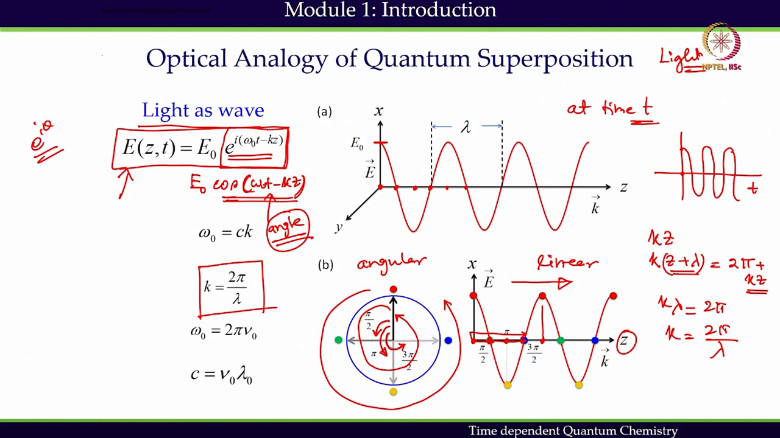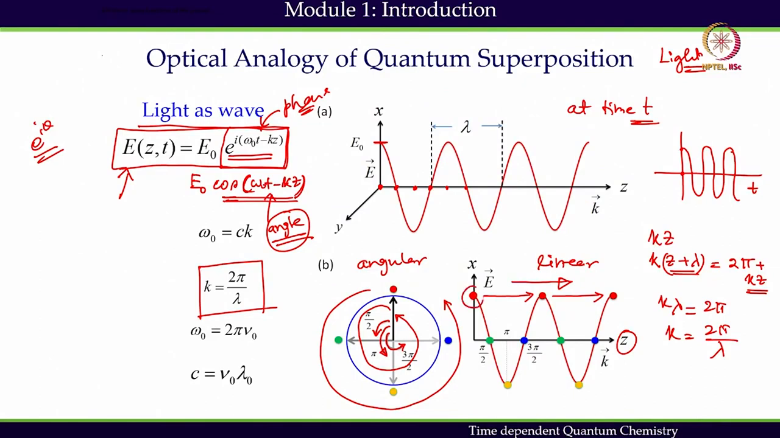And as I mentioned before, omega naught t minus kz is called the phase of the electric field, and that is very important. Phase is a very important physical quantity. It is important because if you think about this phase, represented by the red color, we see that this red color repeats after a certain distance, and again repeats, which means that, let's say, I am in a space where light is propagating through the medium.